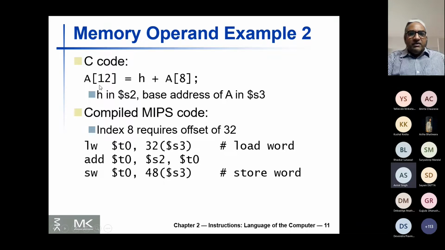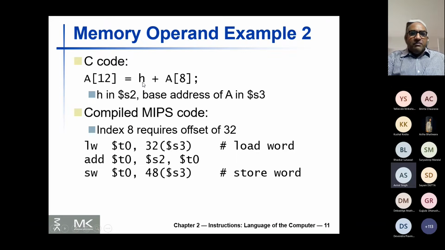And here you can see this particular C statement, where out of the 3 operands, 2 are memory operands, right? That means among these sources, one is from the memory, and again the result has to be placed into the memory. So for that again the same procedure, right?